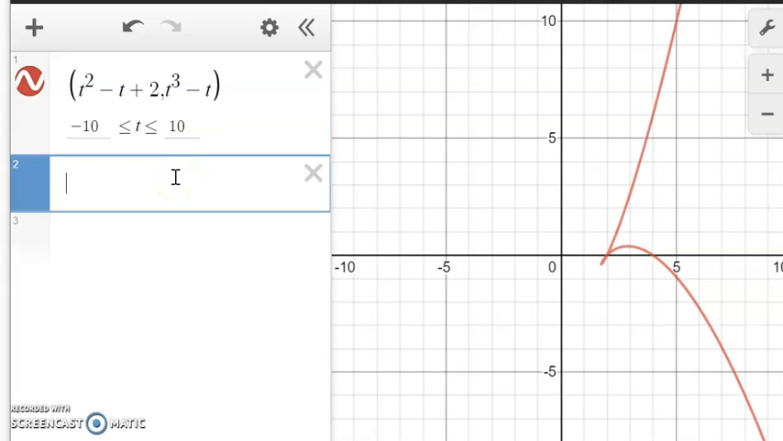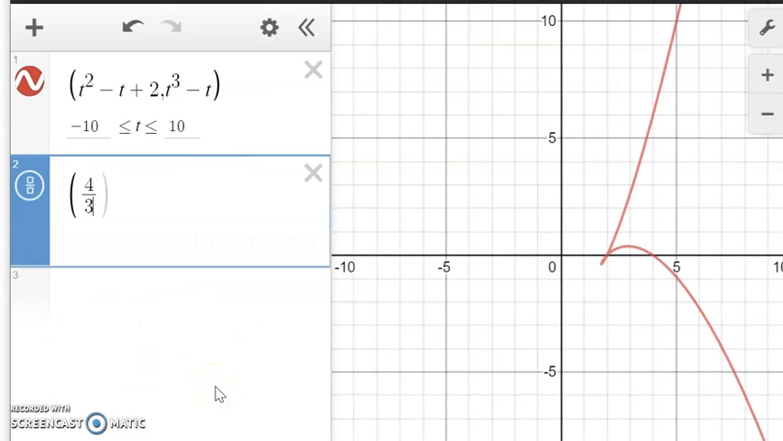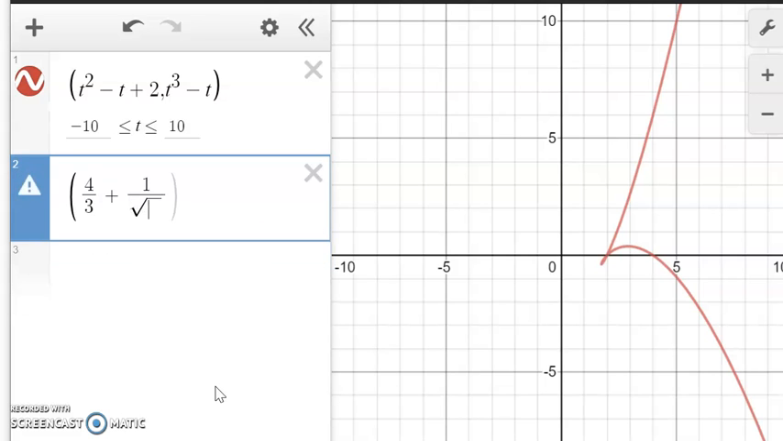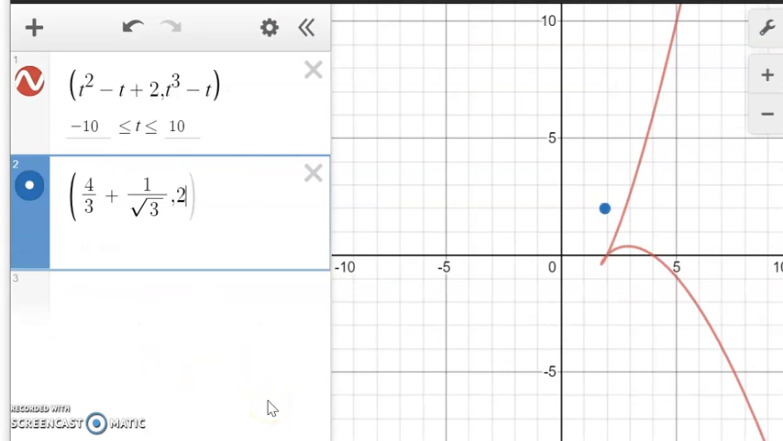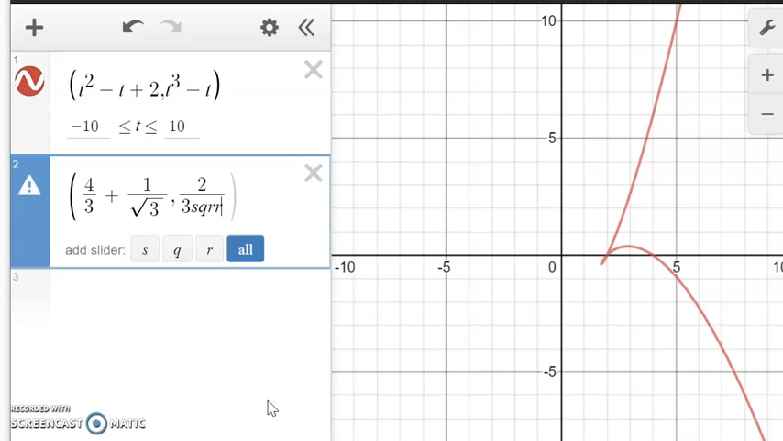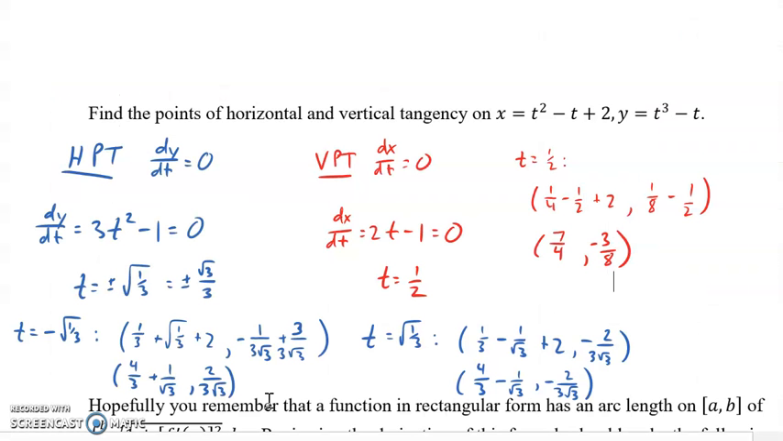All right, so I can't remember what we had. We had 4/3 plus 1/√3. 4/3 plus 1 over the square root of 3 was the x value, comma, the y value was 2/3√3. Uh-oh, that's not good. That doesn't look like it's on the curve at all. I made a mistake, which makes me sad. Let's just double check this. Someone's watching this and says, oh, you forgot this. When will he notice the problem? But I'm not seeing it.